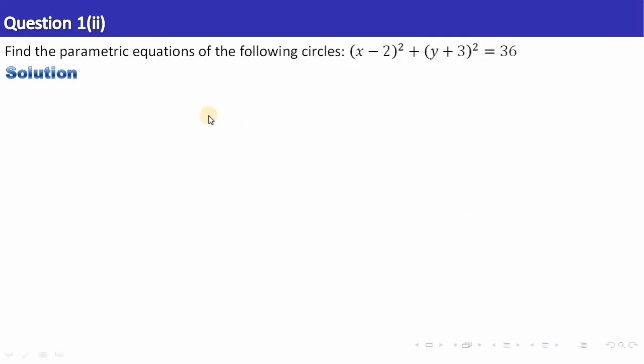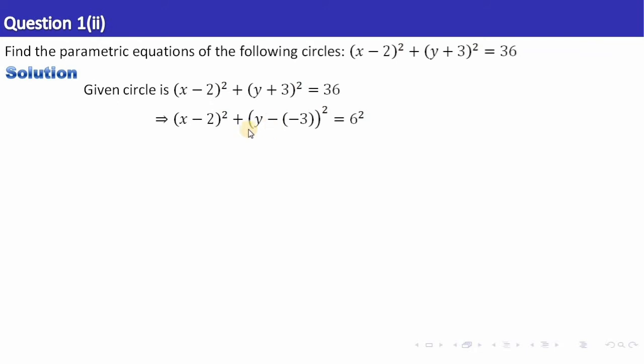The second question says find the parametric equation of this. Again, this is also given in standard form. If you write this in the form x minus h whole square plus y minus k whole square, you can write it this way. So basically this is my h, and k is minus 3. That's why your center will be 2 comma minus 3. And radius will be how much?